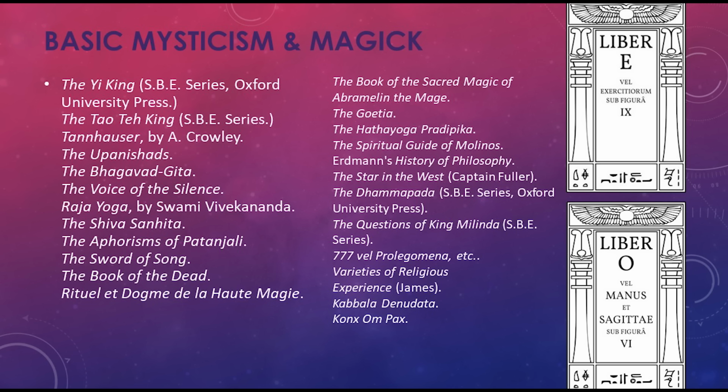He also wanted you to read the entire history of philosophy. There's many better books out now about the history of philosophy. Star in the West is an essay about his own poetry. He's a little bit self-serving. There's the Dhammapada, which is a Buddhist book. King Milinda is also a Buddhist book. 777 is that book with all the tables of Kabbalistic correspondences. Varieties of Religious Experience is a book by William James that is still read. I was actually assigned it in my psychology courses. It's a very good book. A book on Kabbalah and more of Crowley's essays.